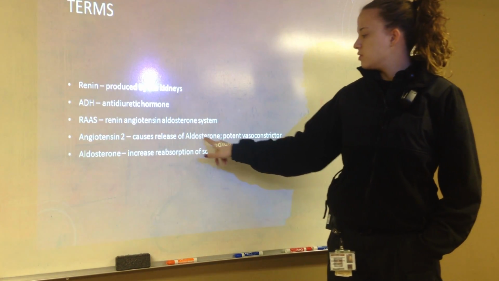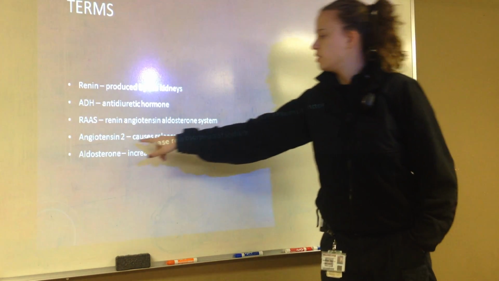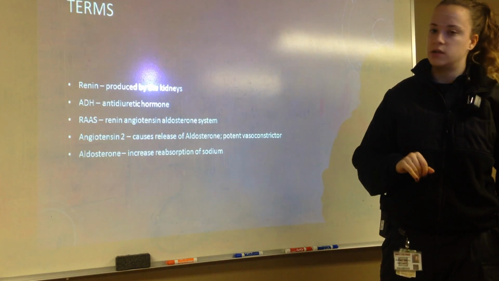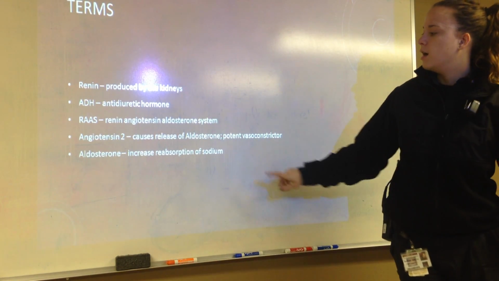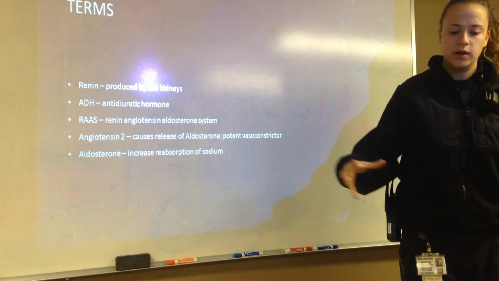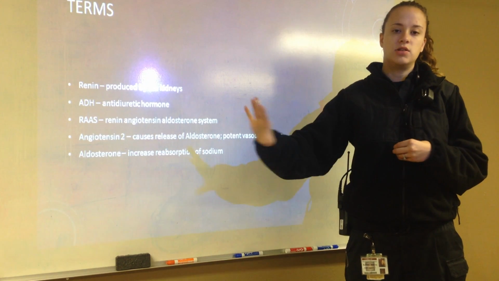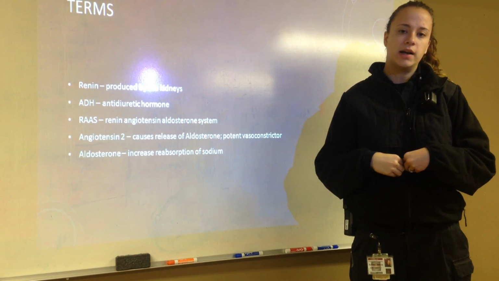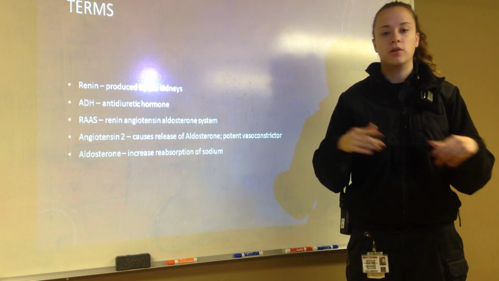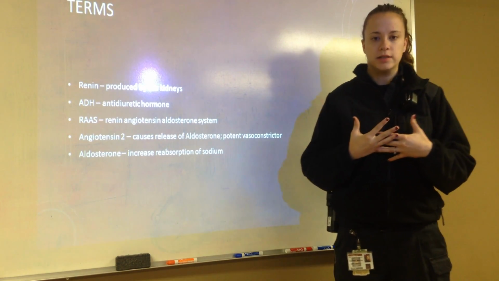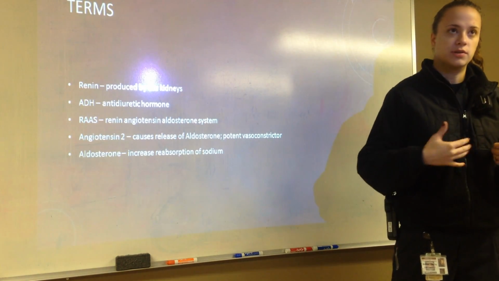Angiotensin 2 causes the release of aldosterone. It is also a potent vasoconstrictor, angiotensin 2 is. And aldosterone is what pulls the sodium back in from the kidneys. It slows the excretion of sodium, pulls it back into the body. And where sodium goes, fluid goes, so that causes fluid resorption as well as fluid retention.